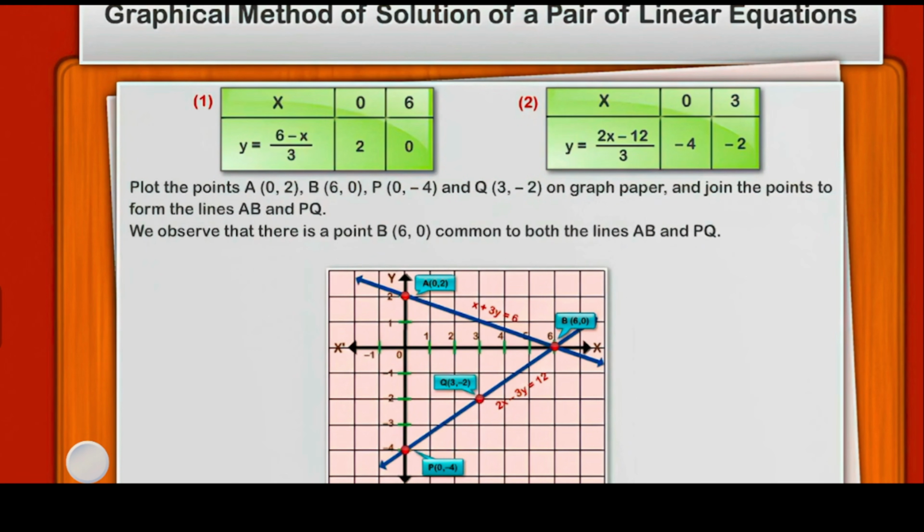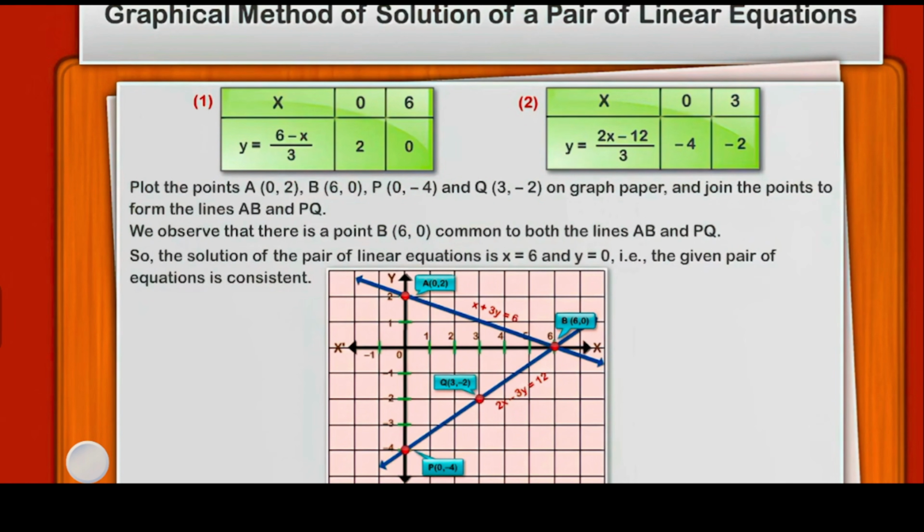We observe that there is a point B (6, 0) common to both the lines AB and PQ. So the solution of the pair of linear equations is x is equal to 6 and y is equal to 0. That is, the given pair of equations is consistent as the equations have a unique solution.